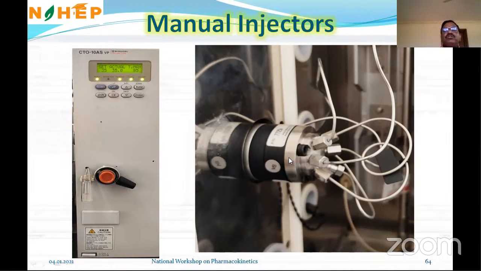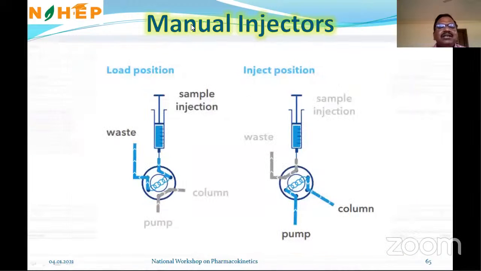These two are connections to the column. This is the inside view of the manual injector, and this is the load position where we inject the sample, and the sample is filled in this loop. Then we turn this knob into the inject position. Then this will turn, and the sample enters the stream of the mobile phase, and then it enters the column. When you turn to the side, the sample is in the stream of the pump and the column. Like that, the sample is injected into the mobile phase stream against a high back pressure.